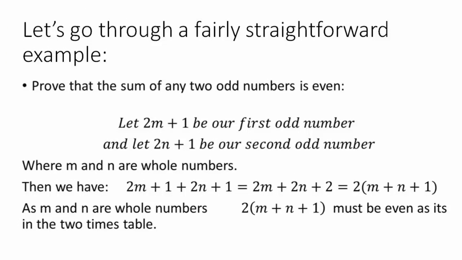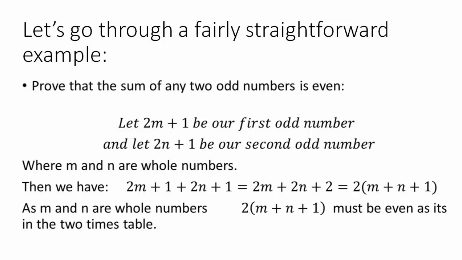Now, any two odd numbers, well, let's remember that they can be different odd numbers, like 7 and 193, so we have to use different letters for each of our odd numbers. So I've used 2m plus 1 for my first odd number and 2n plus 1 for my second odd number. You'll only need to do that in these kind of questions if you're talking about two entirely different numbers. Consecutive numbers you can express as n plus 1, and so on and so forth.